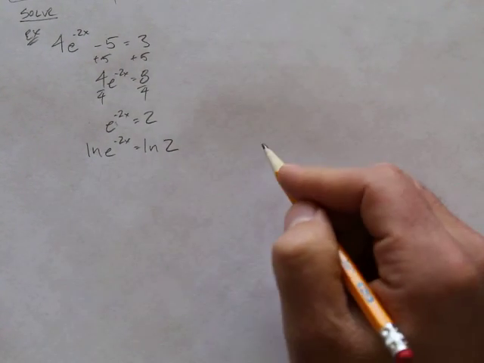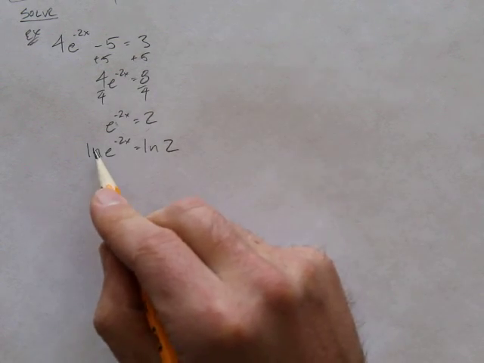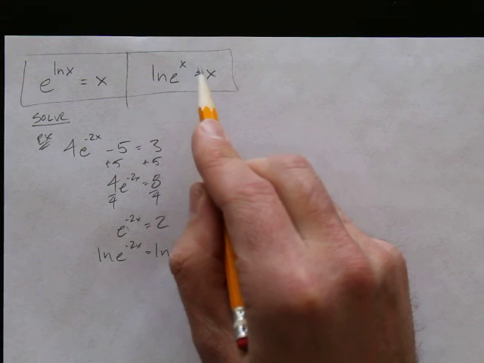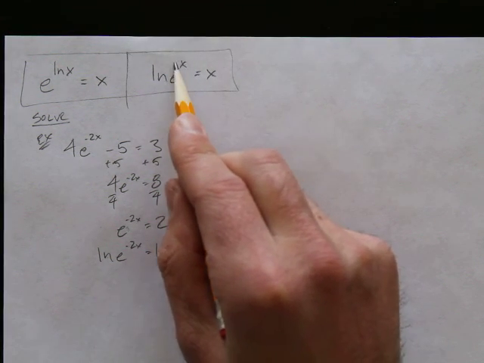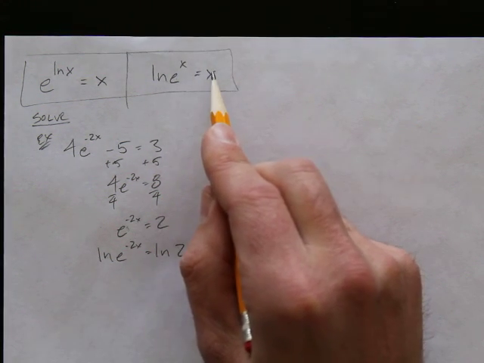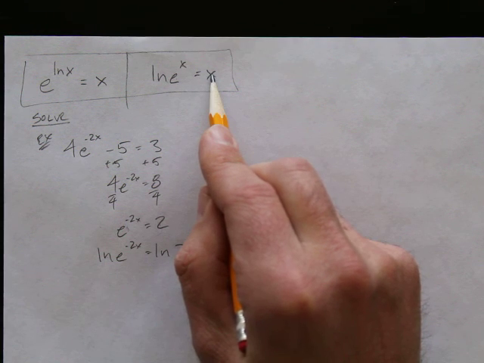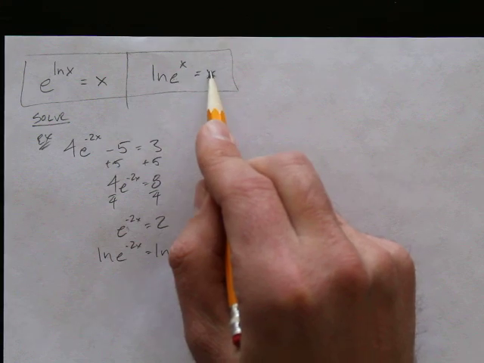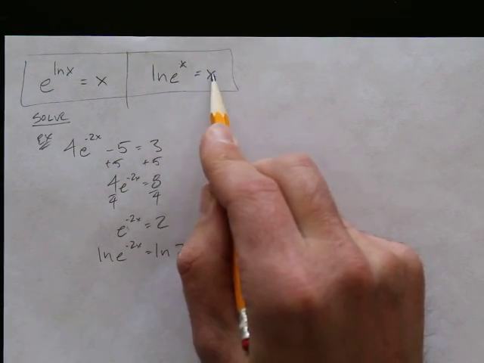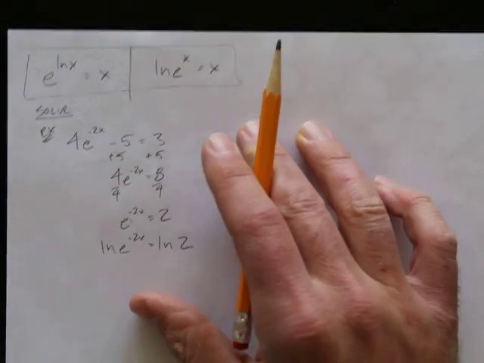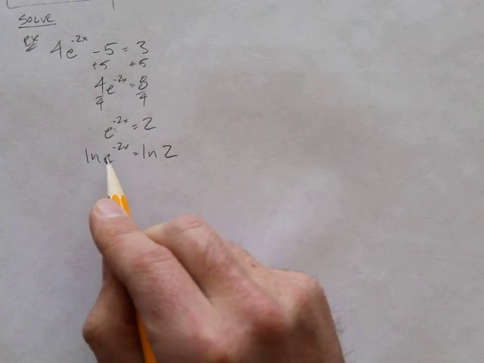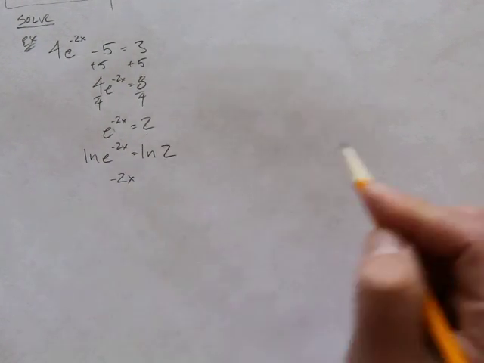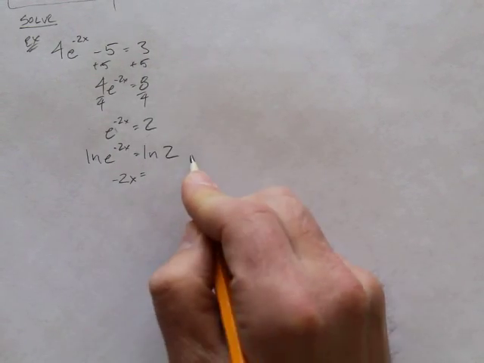So I've just taken the natural log of both sides. Now, if I look up here, natural log of e to the x power equals x, meaning whatever my exponent is here, that's what my answer is going to be. That's what this natural log of e to this power, whatever that power is, that's what this expression equals. So natural log of e to the negative 2x, I have negative 2x equals the natural log of 2.